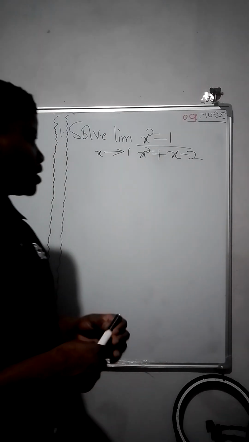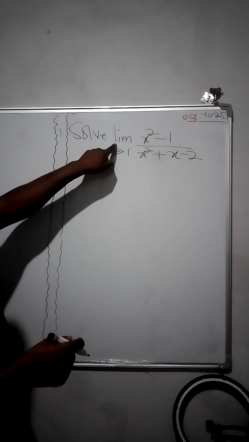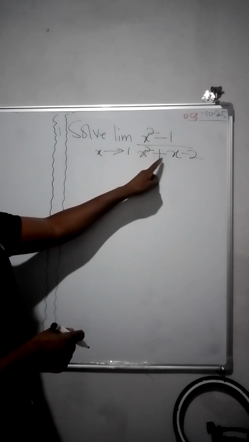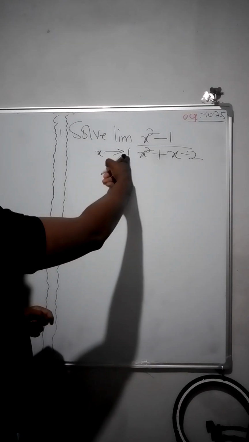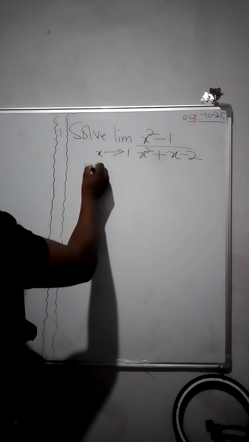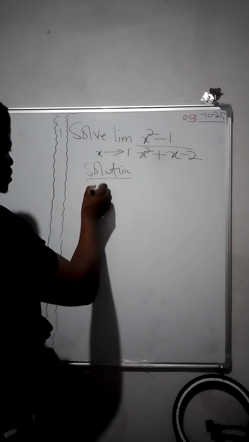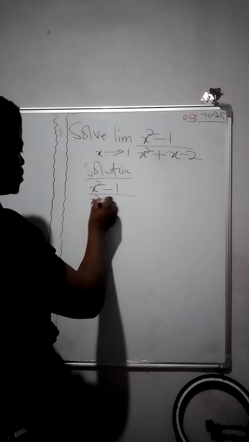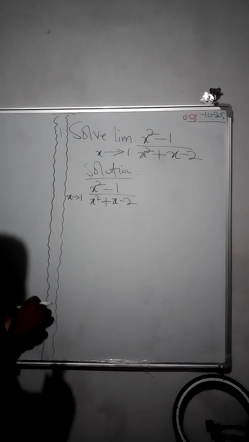So today on the board we have a very simple and interesting question, delivered from those who are doing university or tertiary education. We have the question which says: solve the limit of x squared minus 1 divided by x squared plus x minus 2, where x is approaching 1. For a beautiful solution, we can rewrite the equation as x squared minus 1 divided by x squared plus x minus 2, where x approaches 1.